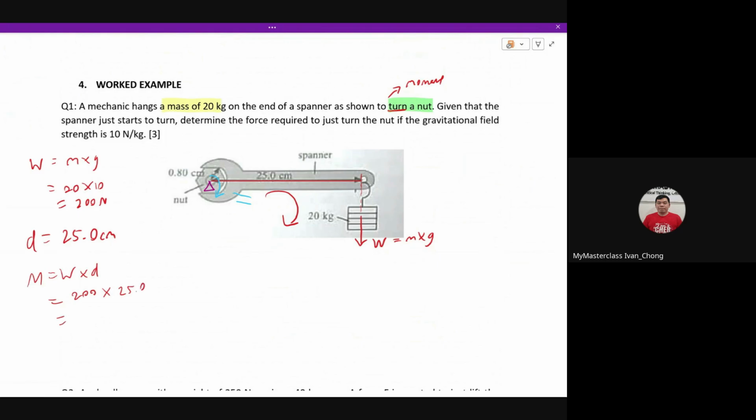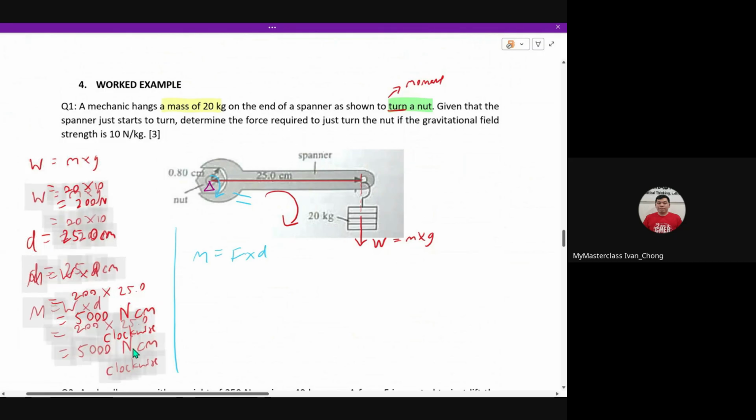You actually end up with 200 times 25. You end up with 5,000. And don't forget, this is Newton cm. Because it's 5,000 Newton cm itself, this is your clockwise moment. Don't forget to write the direction, because if you miss out the direction, you might lose marks. So now we know that your clockwise moment is F times D. So just now, all of this in red color. Let me just bring this down slightly.